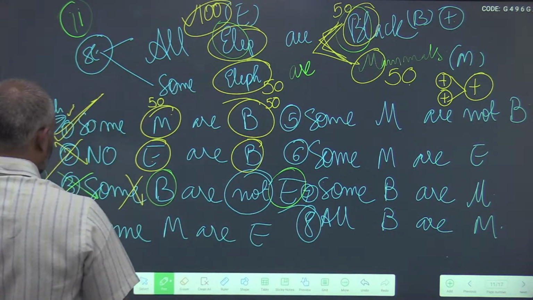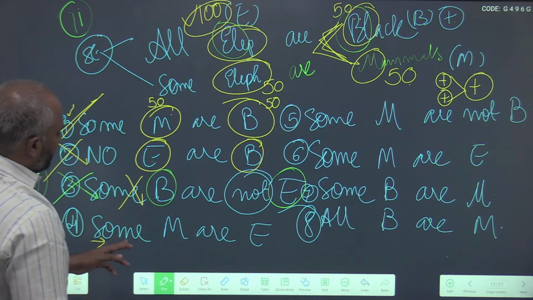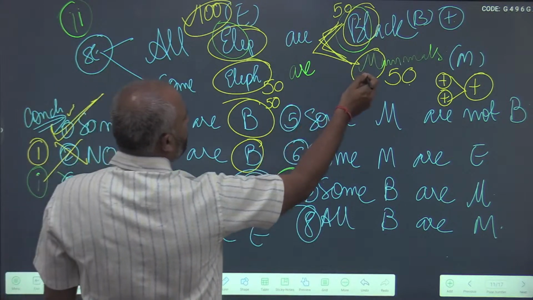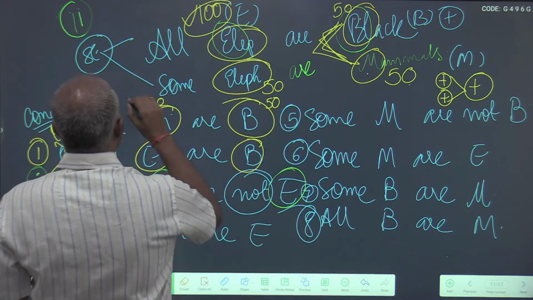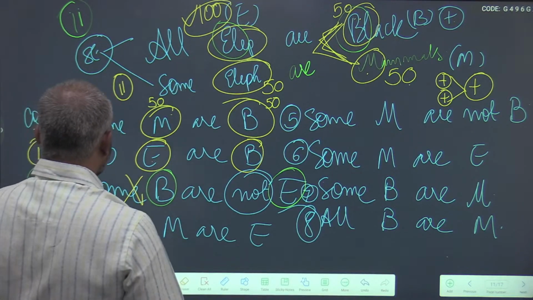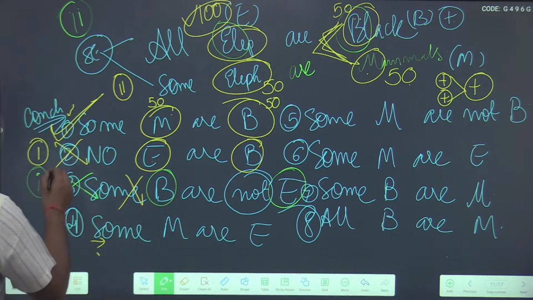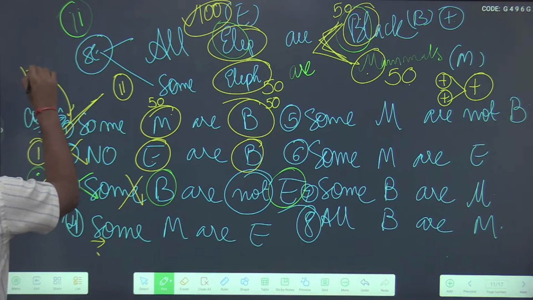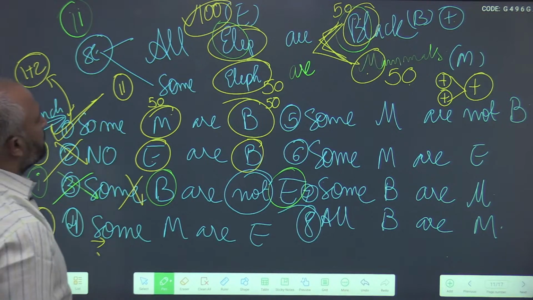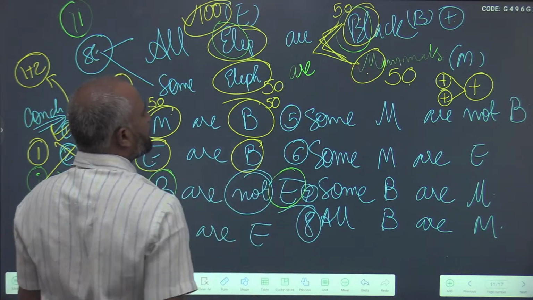Next, apply the same thing here. Let's go for statement 4. I need a relationship between M and E. Where are M and E present? M and E are present in statement 2. So I will derive this conclusion from the second statement. The first one is from 1 and 2, and the fourth one is from the second. Some M are E. The second statement is a positive statement.